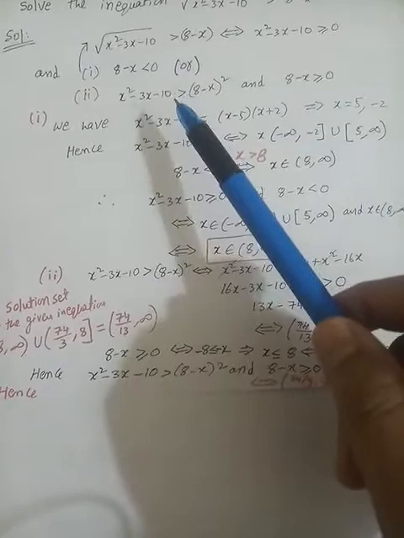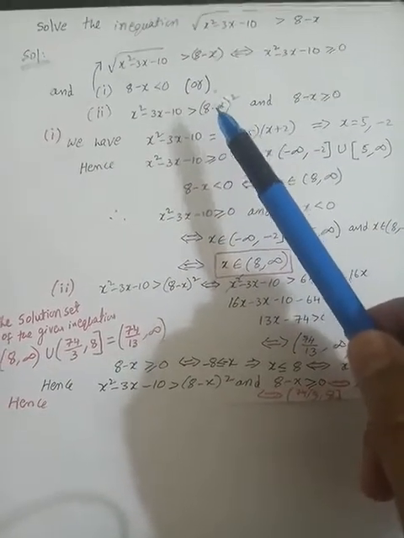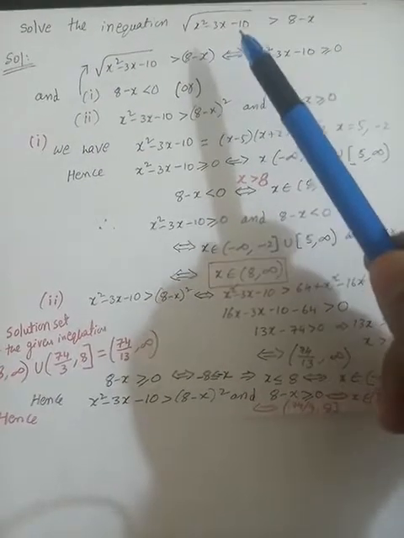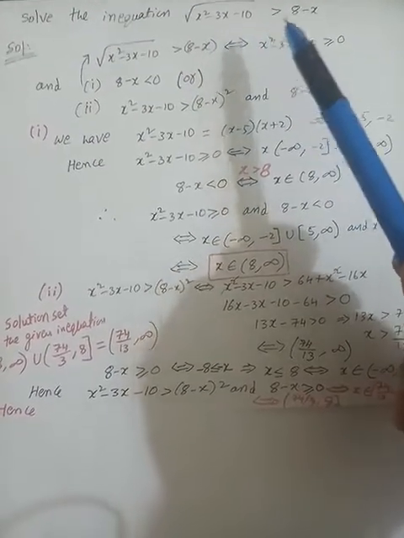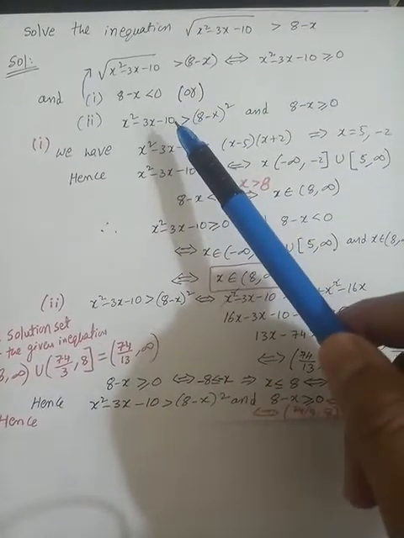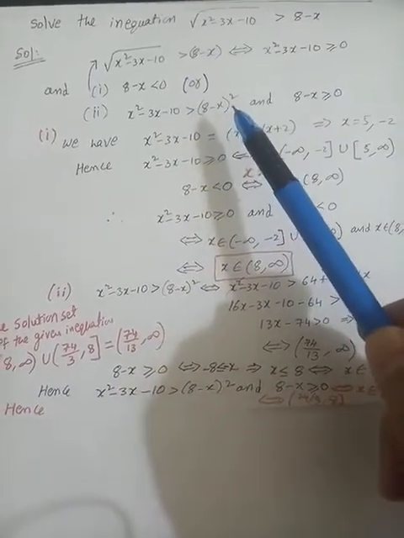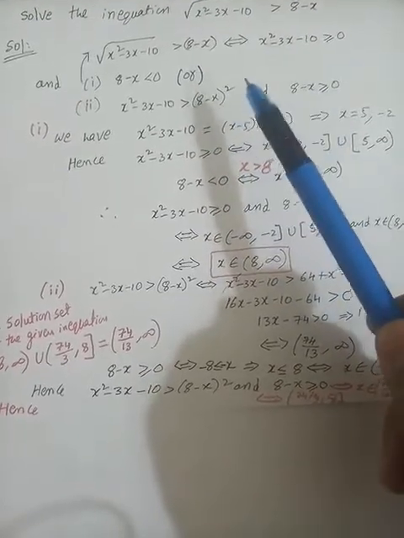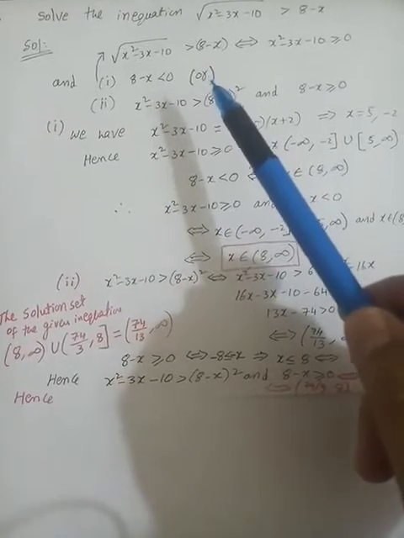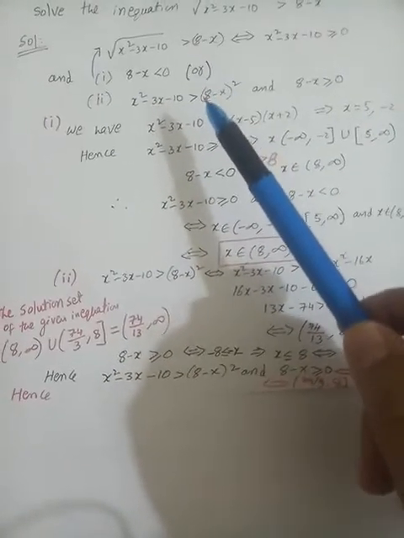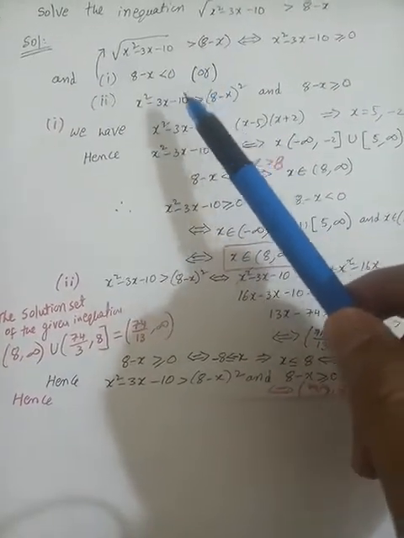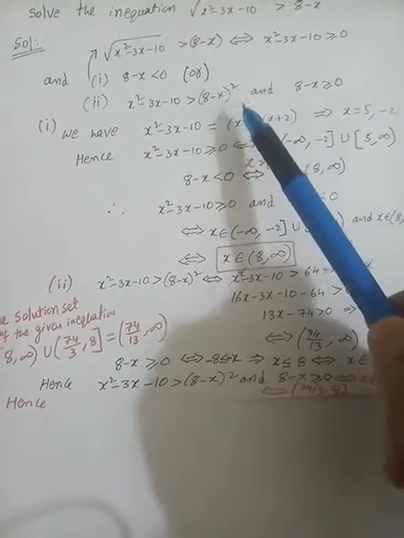In the second case, how did we get this 8 minus x whole square? By squaring both sides of the given inequation, root of x square minus 3x minus 10 whole square. The left hand side square root gets cancelled, and on the right hand side we get 8 minus x whole square. So these two cases we consider, and from these two cases we are going to find the set of x values: first case union second case.